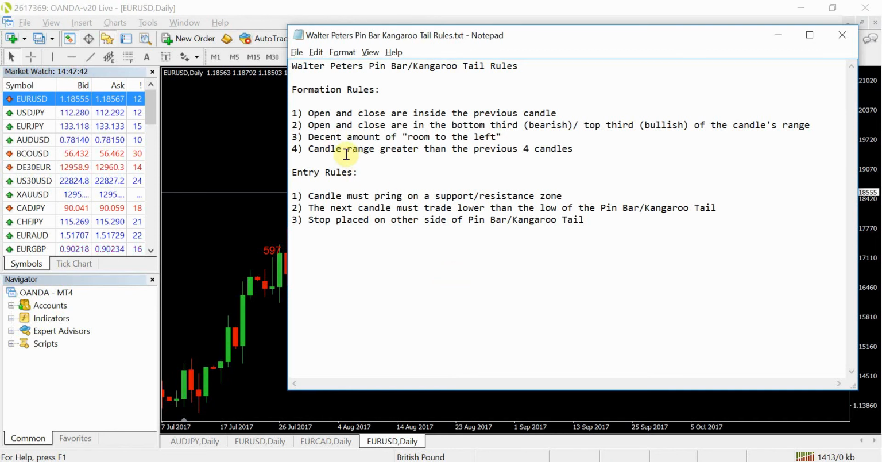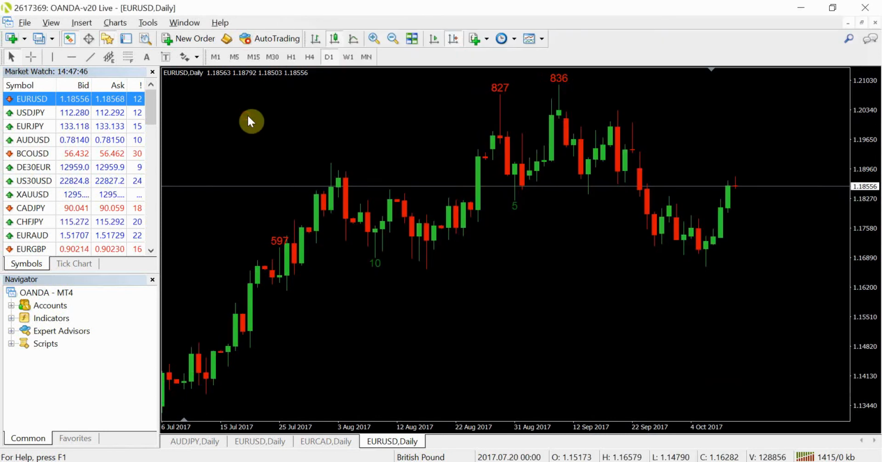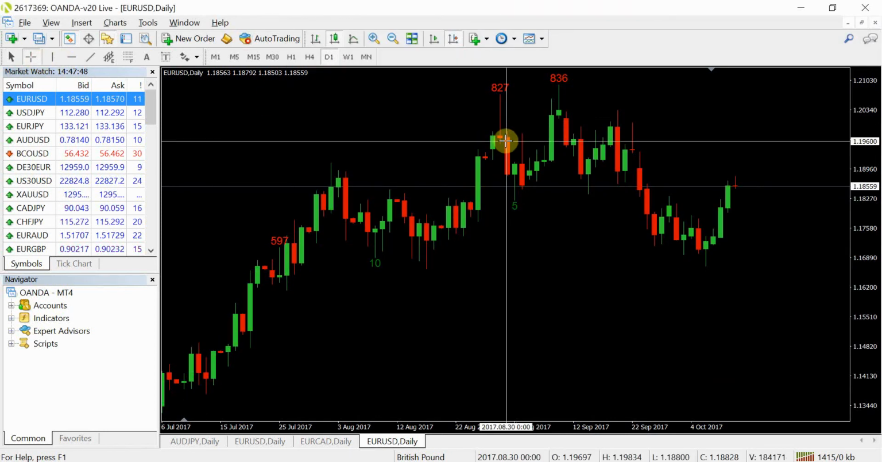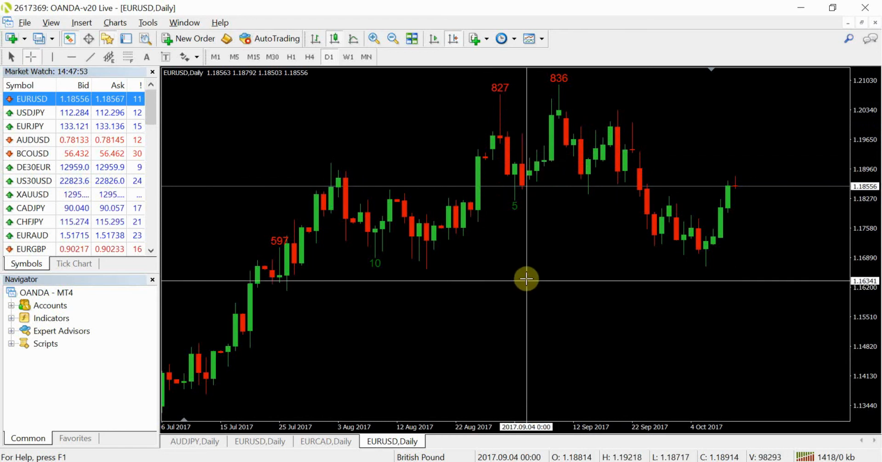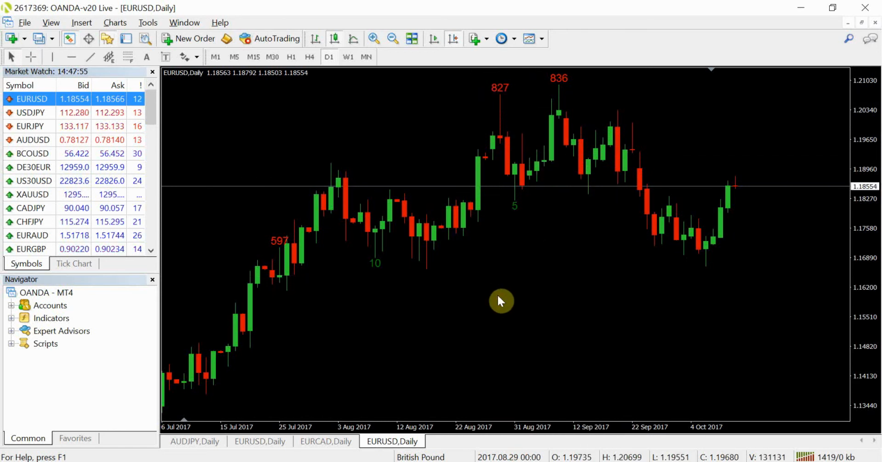And this one here, candle range is greater than the previous 4 candles. So what it's saying here is that the range of the pin bar is greater than the previous 4. Now for illustration purposes here, I've set it to 0, so it doesn't take into account any ranges, because the more stringent you make your rules, the more chance that you won't get that many pin bars. Again, it depends on what time frame you're looking at.